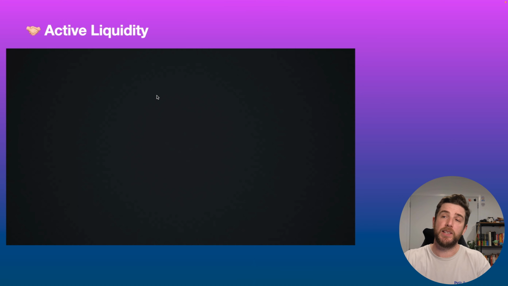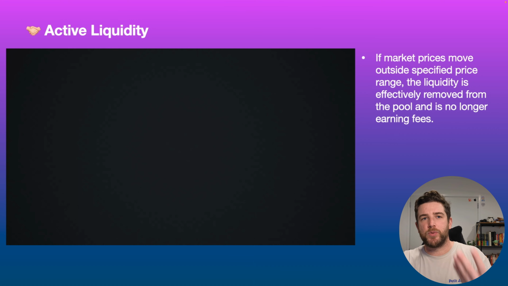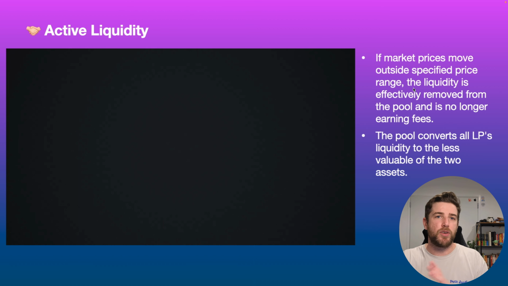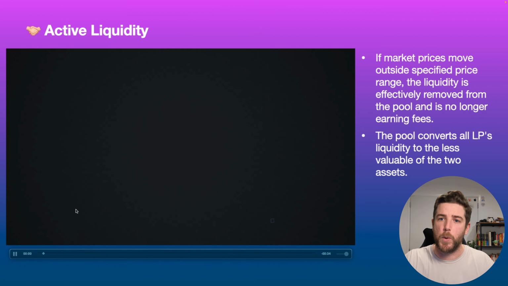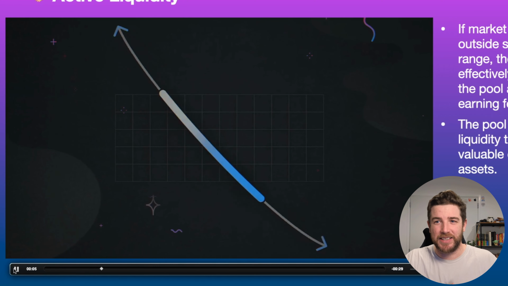Now, active liquidity is kind of the same concept, but adds one more iteration to this. If market prices move outside the specific price range, the liquidity is effectively removed from the pool and is no longer earning fees. The pool converts all of the LP's liquidity to the less valuable of the two assets, and this is the main idea behind it. So again, here is a video to explain it much better than I can explain it.